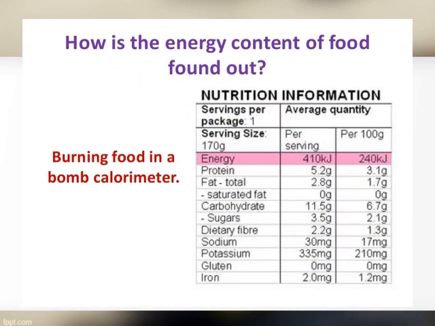This figure illustrates how to know the energy content of food, by burning it in a bomb calorimeter or from the food label, and the energy is expressed either in kilojoules or sometimes in kilocalories.